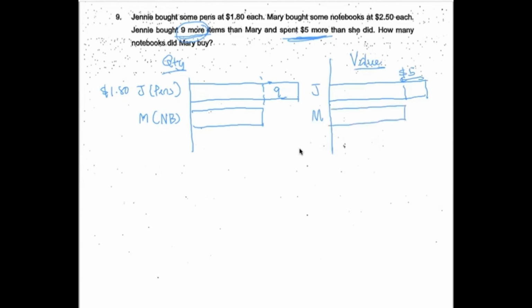Okay. Now the first thing we do is we need to remove these 9 pens from the quantity so that Jenny and Mary will have the same number of items. The value of 9 pens will be 9 times 180. That gives you $16.20. The price of the notebook is $2.50. Let's put it at $2.50.